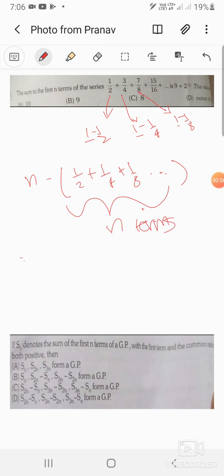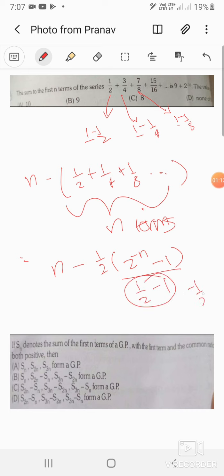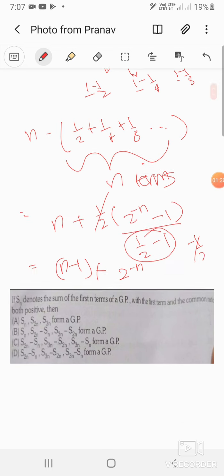So that's supposed to be equal to n minus the first term, which is half, times the common ratio 2 to the negative 1, so 2 to the negative 1 to the n minus 1 upon 2 to the negative 1 minus 1, which is just half minus 1. So this is negative half, so this cancels with this and it becomes a plus. This is equal to n minus 1 plus 2 to the negative n. Now it is very clear that 9 plus 2 to the negative 10 can happen only when n is 10, right? So n equals 10 should be the answer.